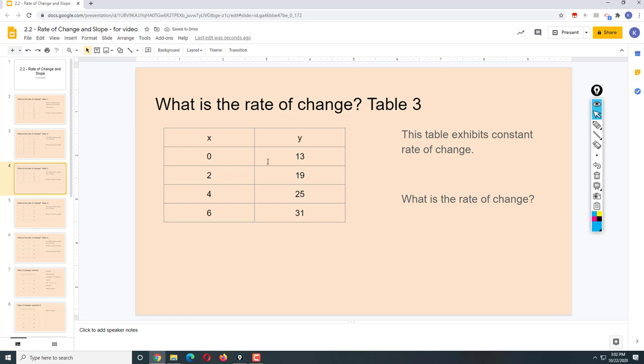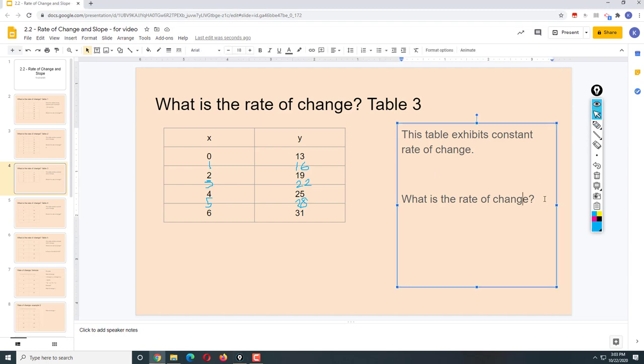So if we have a table like this, again, the rate of change is not 6 because the rate of change is how quickly y is changing when x is going up by 1. So when x goes up by 1, y goes up by 3. So the rate of change of y with respect to x has to be 3. Okay. So again, rate of change is how much y changes when x changes by 1.